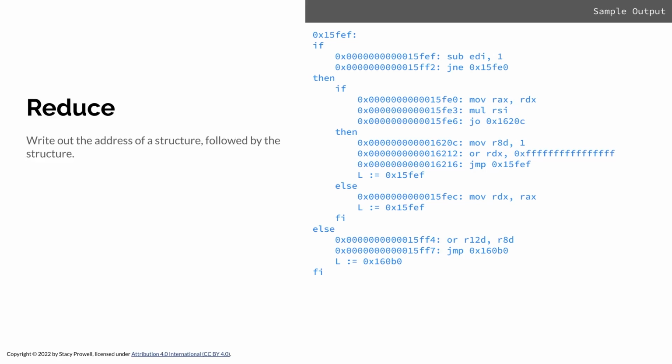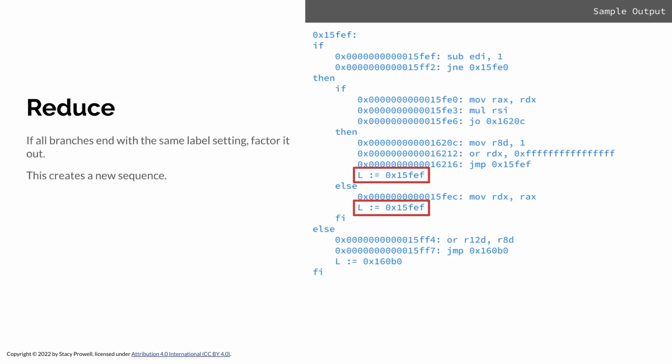And here you see I have had to indent a little bit, the nesting depth, so it's worth keeping track of that. And notice that my then part is no longer just a label setting, it's now another if-then-else. And the else part is no longer just a label setting, it's now a little sequence. So you should be able to nest these structures. If you build your code that way, it'll really help. So you'll write out the address of the structure followed by the structure.